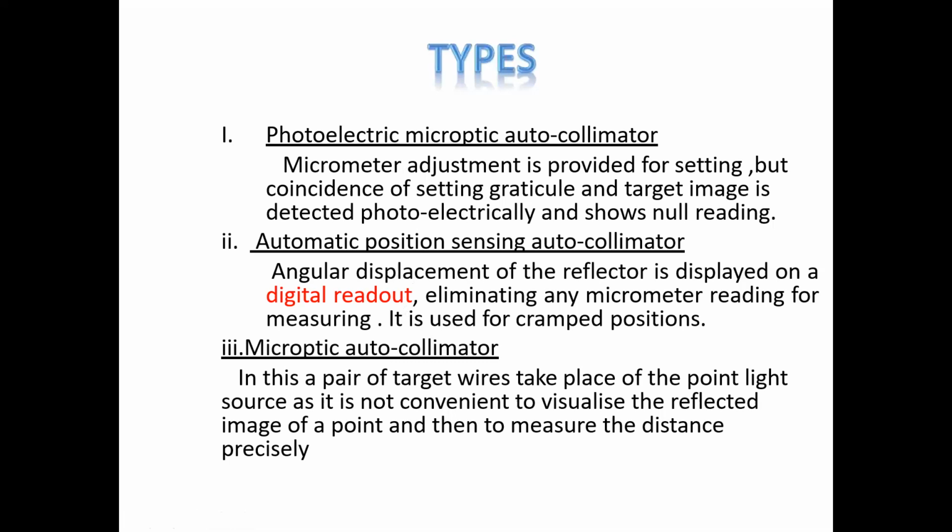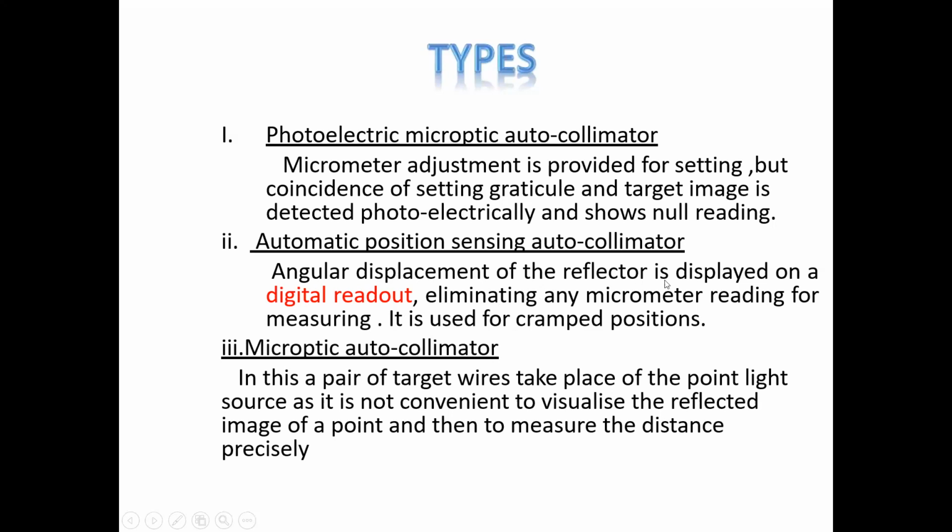It has a digital readout. No need to set the micrometer. Directly, whatever reading is obtained is displayed on the digital readout. Angular displacement of the reflector is displayed on a digital readout. We can see later what is done by the reflector, how to get the angular displacement, and how it is read. We will discuss it in the coming slides. First, listen to what the different types are.